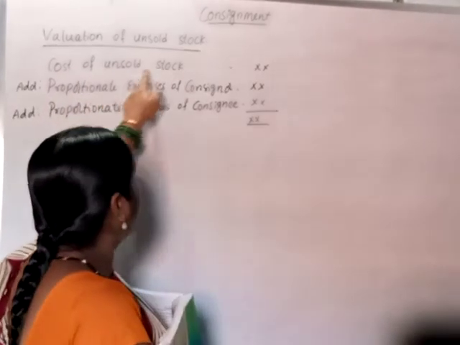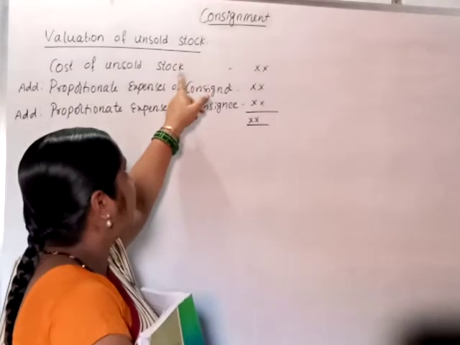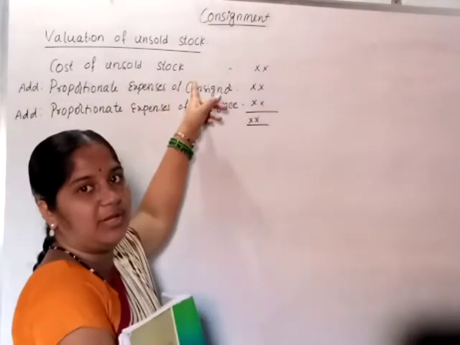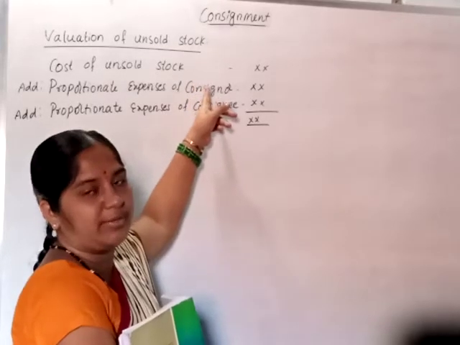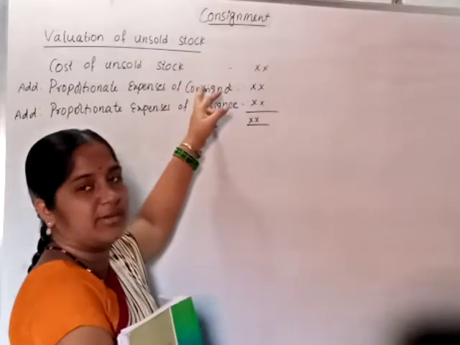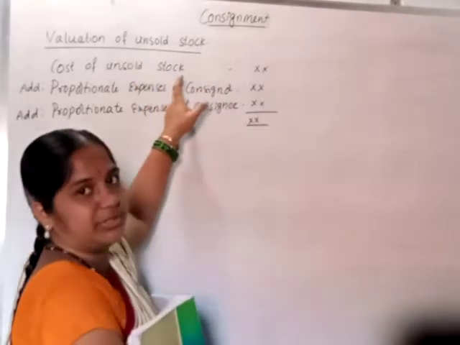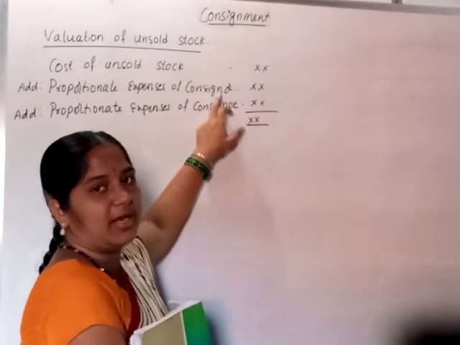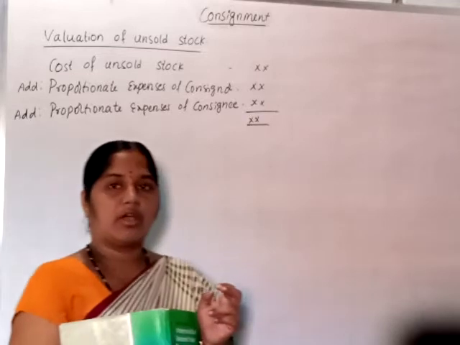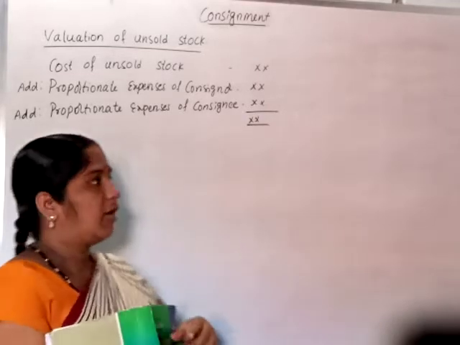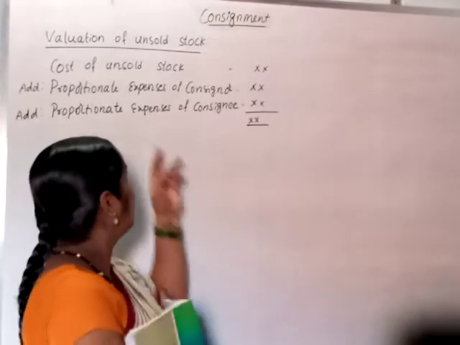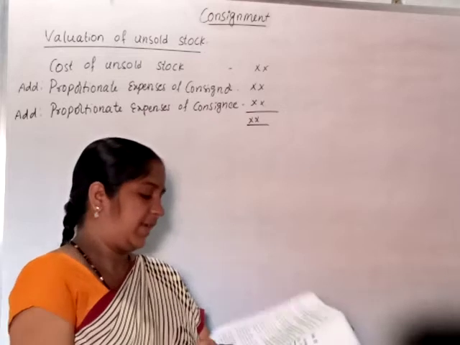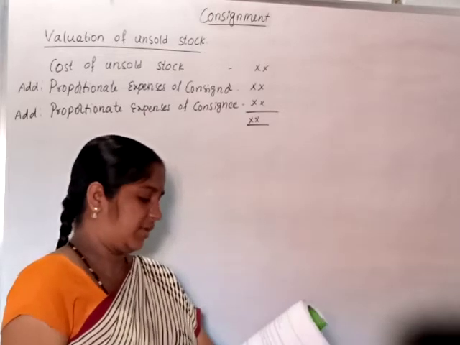So the cost of the unsold stock is the leftover portion, and we have to apply it on the stock value. Which stock here? The goods sent on consignment value. On the goods sent on consignment value you apply the unsold portion. To this add the proportionate expenditure of the consignor, meaning non-recurring expenditure only. Next, add the non-recurring expenditure of the consignee. We will calculate one problem so you can easily understand.